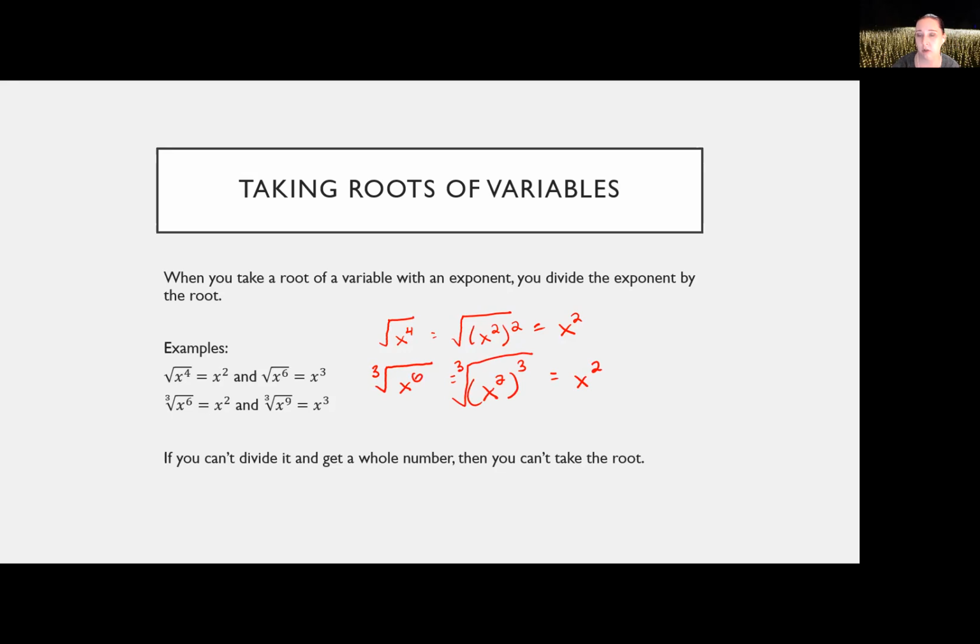And the shortcut, so that you don't have to rewrite it, is just to divide that exponent by the index, the number that's outside. And if you have something that you can't divide, like if I had x to the 7th, 7 doesn't divide by 3, so I wouldn't be able to take the cubed root of x to the 7th unless I did some manipulation. And that's where we get into the product and quotient rules, because that allows us to do some manipulation of what we have so that we can cancel out the root and the exponent and get it outside of our radical.